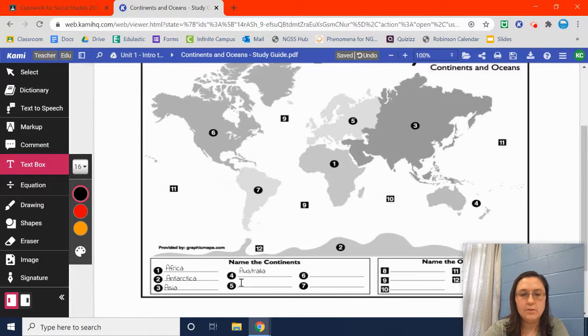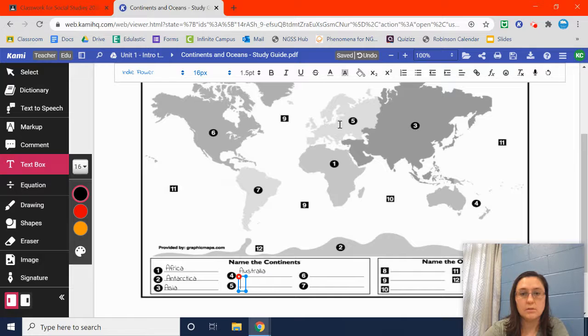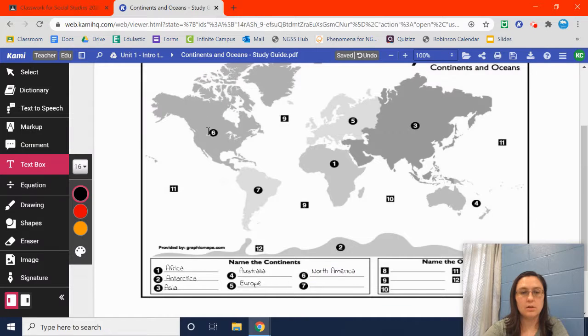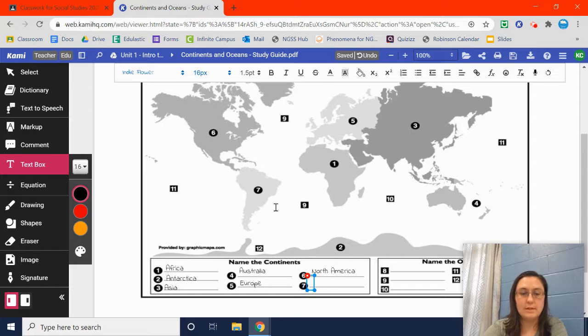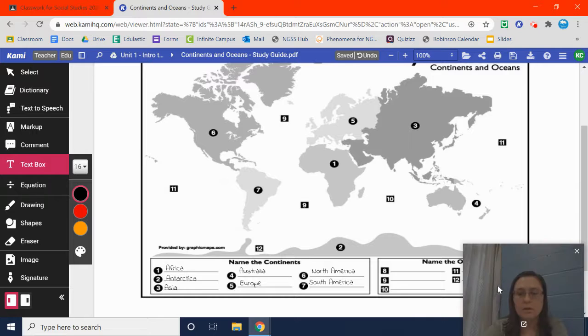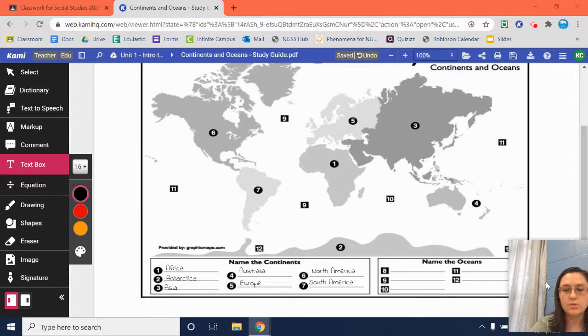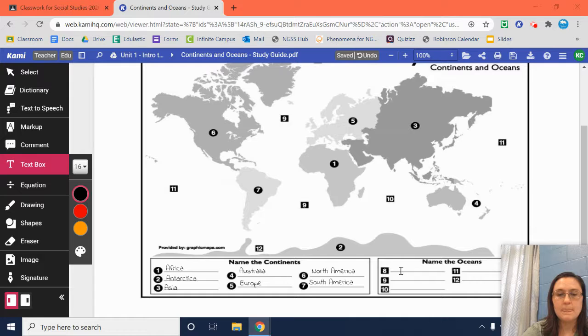Number 5 is right here. This is a continent we will talk about a lot throughout American history as well. This is Europe. Number 6, you should know this continent. That is North America. You should also know the 3 countries in this continent: Canada, the United States, and Mexico. You should know that. Number 7, this is South America. All right, and we'll move this over so you can see.